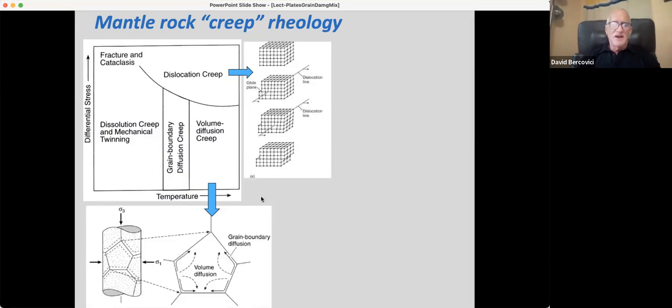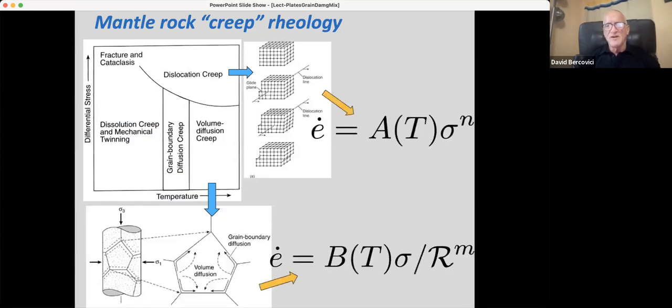Alternatively, you can also have, for example, at lower stresses, diffusion creep, where if I squeeze a grain, the atoms will diffuse away from where it's being squeezed to where it's under tension, right? So it can diffuse through the middle of the grain, or it can diffuse on the grain boundaries. And the more grain boundaries there are, the faster it will diffuse, because they provide channels or easy pathways for atoms to diffuse.